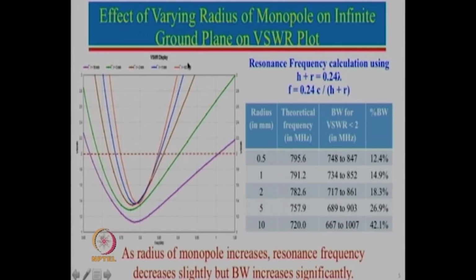So, this is the plot for the radius, which is 0.5. One can see that the VSWR less than 2 bandwidth is from 748 to 847, and you can see that this frequency is somewhere in between that, or you can actually see here, this is the resonance frequency somewhere here. So, you can actually see that this very simple formula predicts reasonably okay for the resonance frequency calculation. So, fairly decent one. In fact, you can get a very good starting point by using this particular formula.